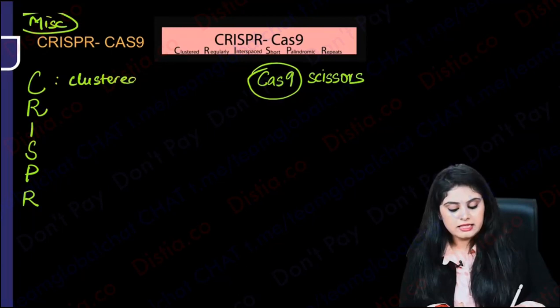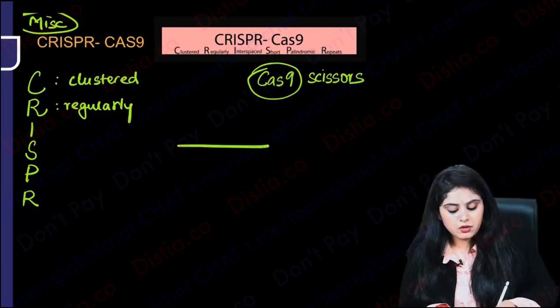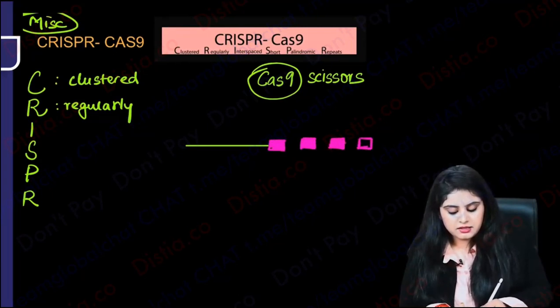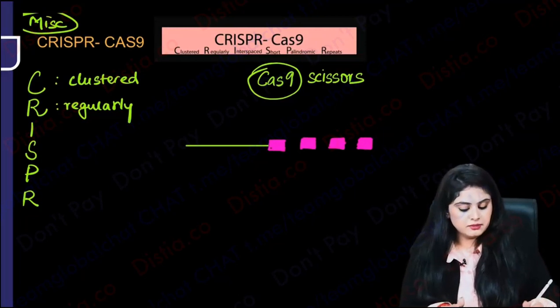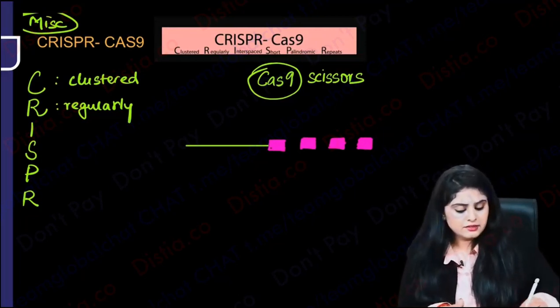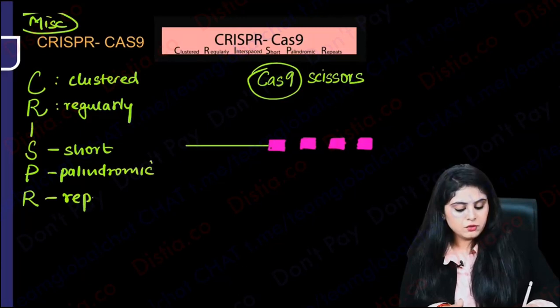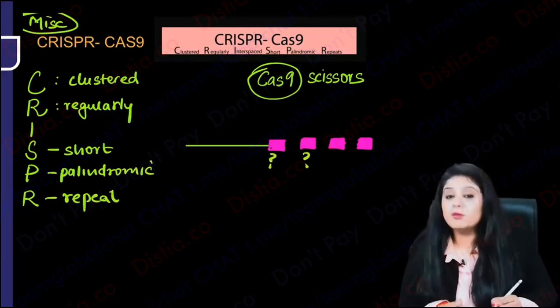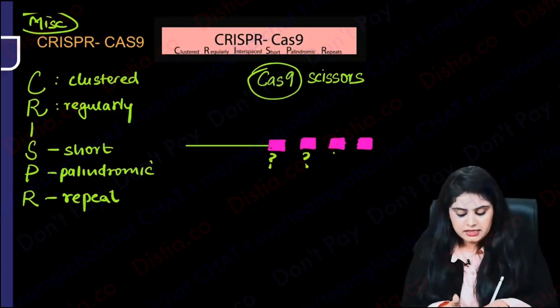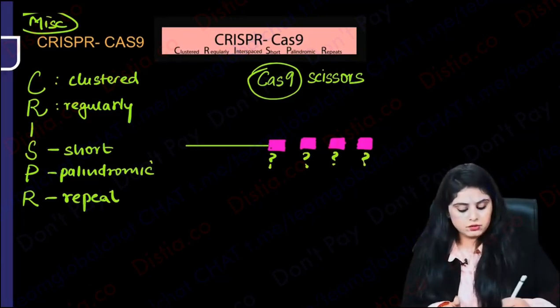Clustered regularly. Something is going to be clustered regularly. So I'll draw a line over here and say there are some clusters. This is one cluster, this is another cluster, this is another cluster, this is another cluster. Okay, there is something clustered regularly. What are these clustered regularly? These are short palindromic repeats. If you ask me what are these clusters, I've told you they are palindromes, left to right, right to left, same. These are the short palindromic repeats. So simple. They are clustered regularly, short palindromic repeats.